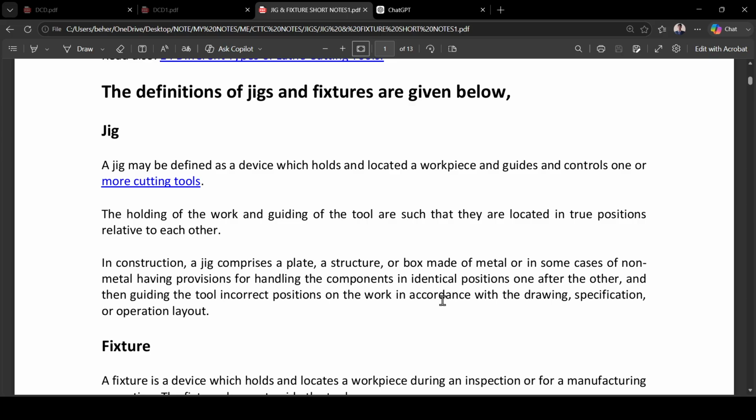A jig may be defined as a device which holds and locates the workpiece and guides the cutting tool, or one or more cutting tools. The holding of the work and the guiding of the tool are such that they are located in their true position relative to each other. In construction, a jig comprises a plate structure or a box made of metal, and in some cases of non-metal, having provision for holding components in identical position one after the other, and guiding the tool in the correct position on the work in accordance with the drawing and specification.